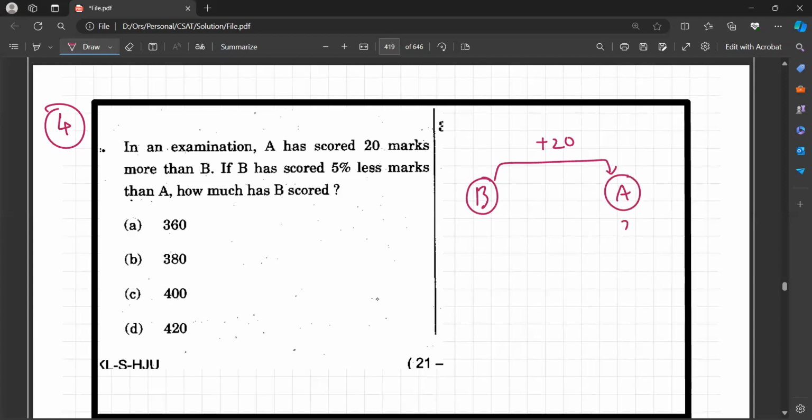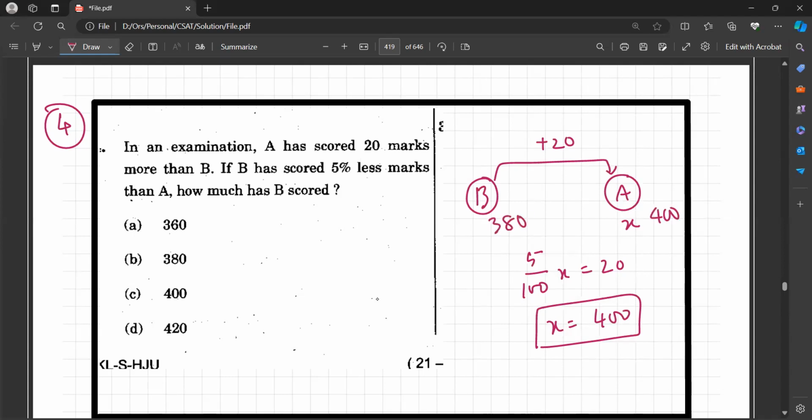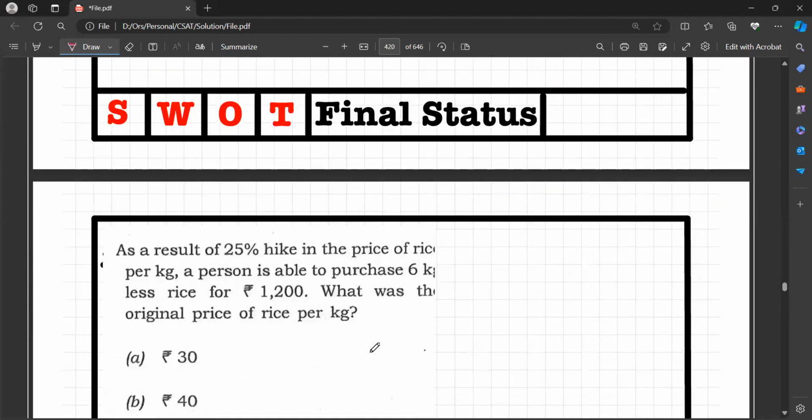Now suppose A has scored X. If A has scored X, then 5% of X equals 20. So X कितना हो जाएगा? 400. Is it clear? If X becomes 400, this becomes 380. So the answer would be 380. Got it? Let us go to the next problem. That is question number 5.